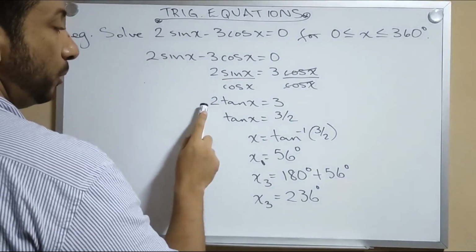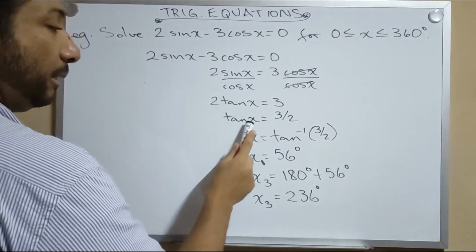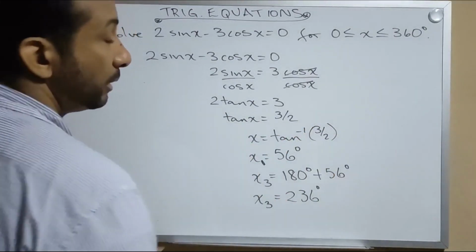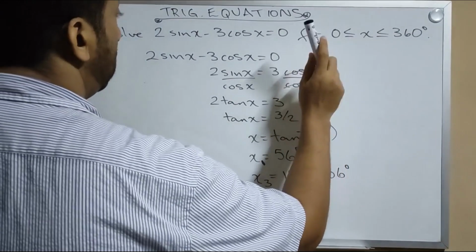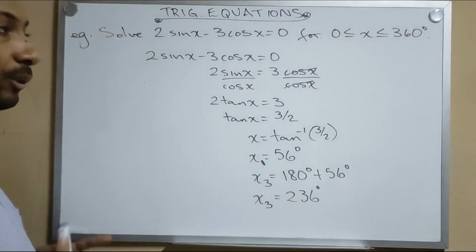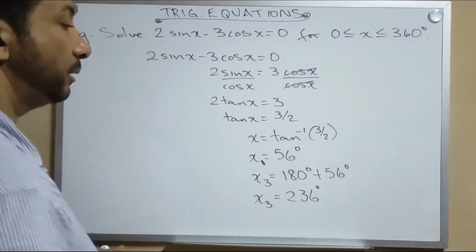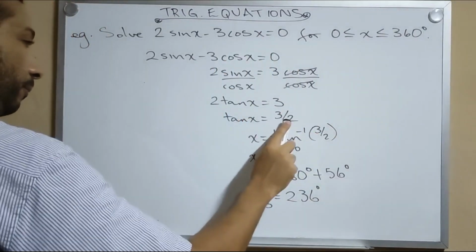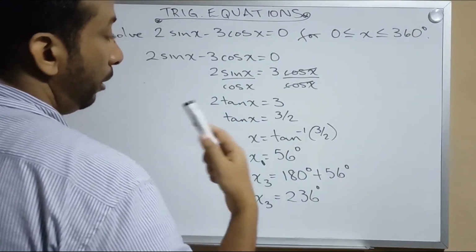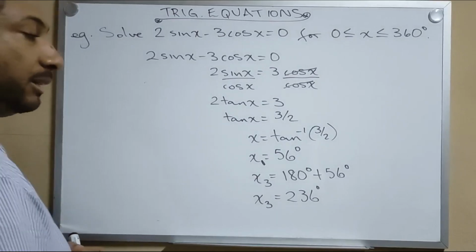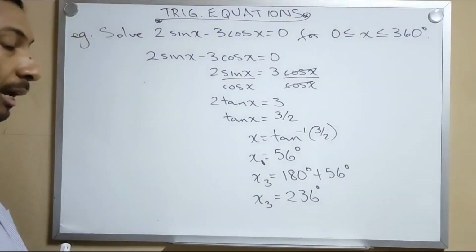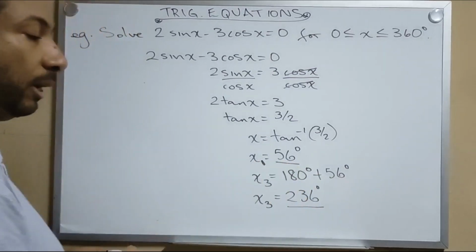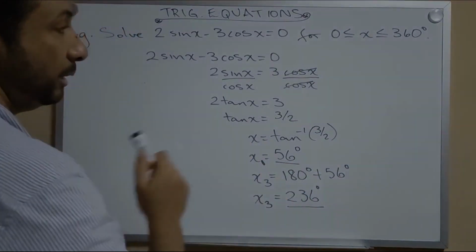To solve for this, we transpose the 2 and divide by it. Then to solve for x, we do the inverse tangent of 3/2, which to the nearest whole number will give us 56 degrees. But remember, we're solving for x within this range of 0 and 360 degrees. So within that range, there will be two values. Our first value is in quadrant 1, where all trig functions are positive. And since it's tangent, the other quadrant where tangent is positive is quadrant 3. So to find that other angle, we add 56 to 180 and we get 236 degrees. So our two answers are 56 degrees and 236 degrees.